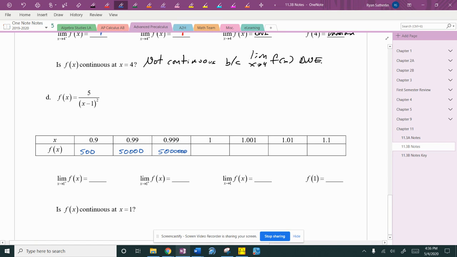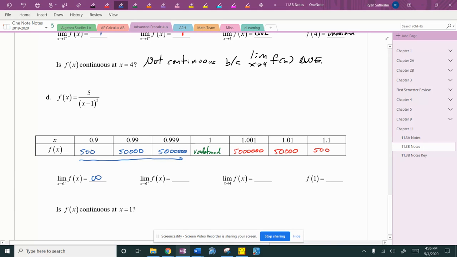And at 1, we are going to get undefined, if you were to plug that in your calculator. Now at 1.001, we have 5 million. Here we have 50,000. And here we have 500. So what's going on here? As I'm getting closer and closer to 1 from the left, those numbers are getting bigger and bigger. It doesn't look like it's getting closer to anything.